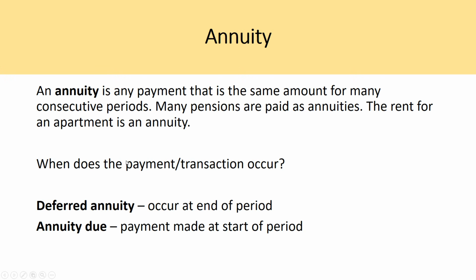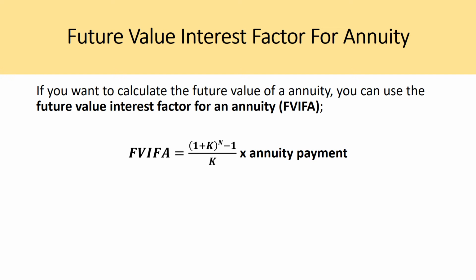So if it occurs at the end of the month, as a lot of rents do, it is a deferred annuity. If it occurs at the beginning of the month, if your landlord is not that trustworthy and they want the monthly rent at the start of the month, then it is an annuity due. And so the payment is made at the start of the month. So a deferred annuity is made at the end of the month. An annuity due is made at the start of the month. Okay, so now let's look at these formulas.